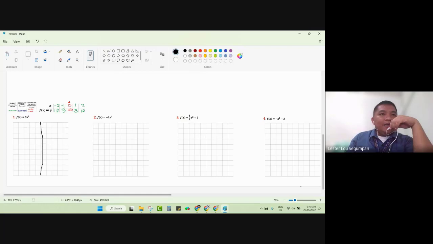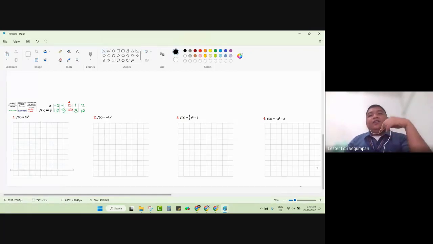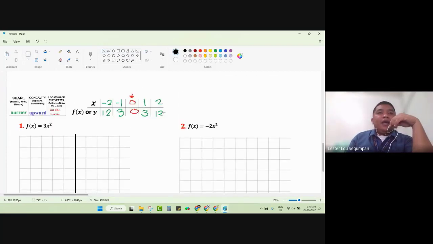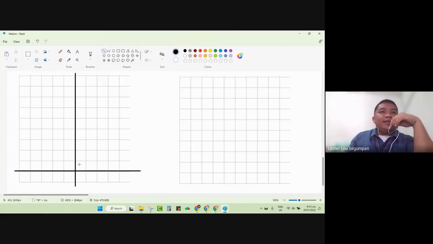So if we are going to place it here, let me add this line here that represents our y-axis, and let me add it here this line that represents our x-axis for our Cartesian plane. The largest value of y in the table of values is 12, but it's a little bit shorter here. So let me do it like this.